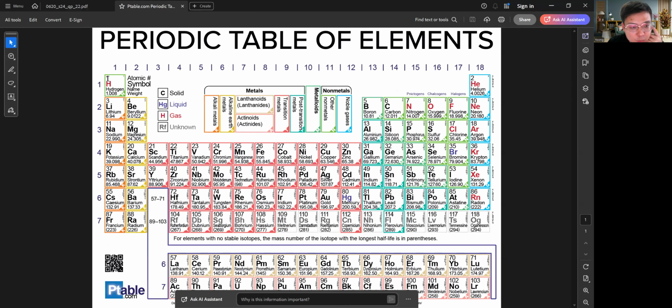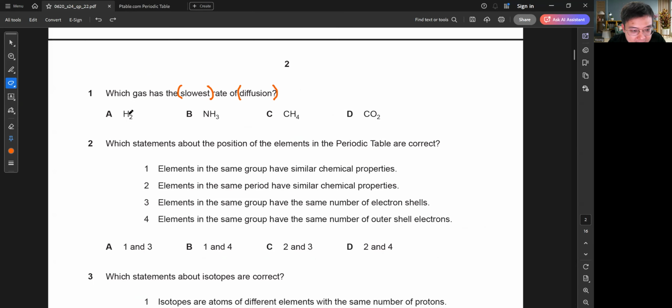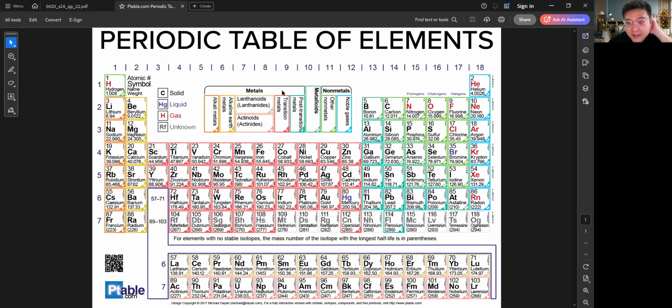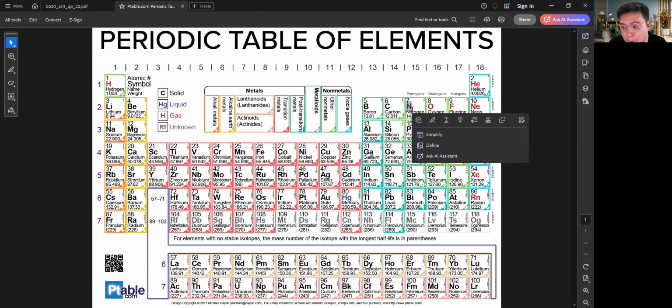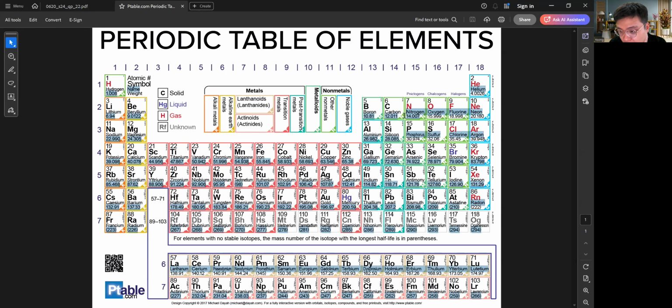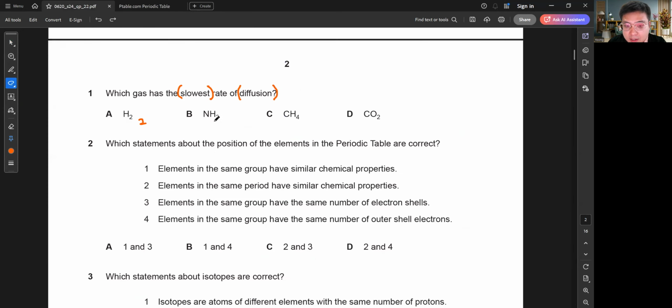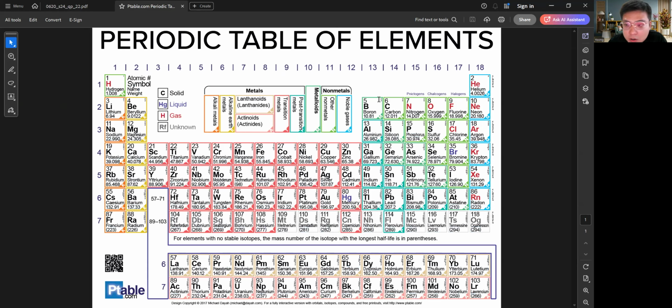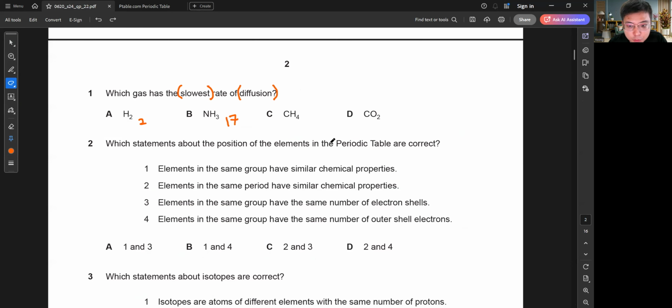So hydrogen is 1, as we can see here. H2 means 2. What I encourage students to do is just write a 2 below or beside it. Then NH3. N is this one here. The mass of nitrogen is 14, and then 3 hydrogen, so it's 17, because each hydrogen is 1, as we checked in A. CH4: C is 12, as you can see here. So 12 plus 4H, 16.